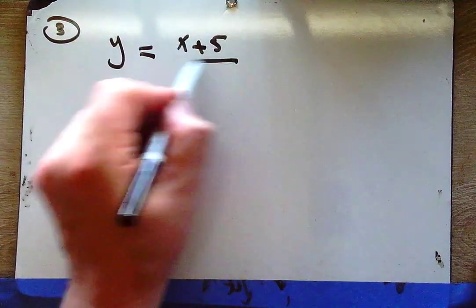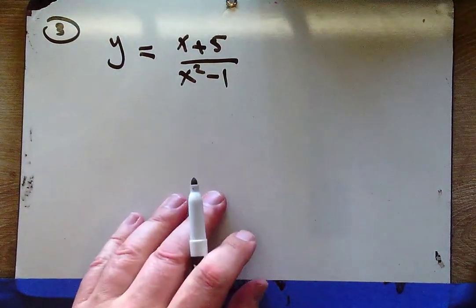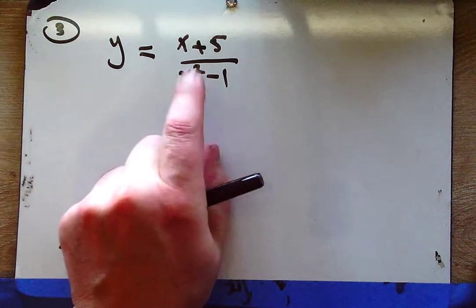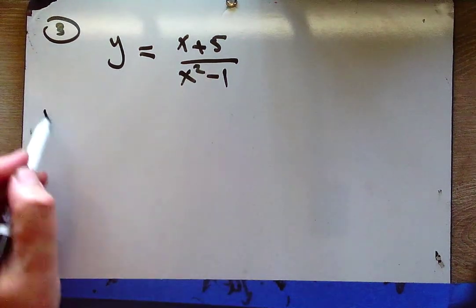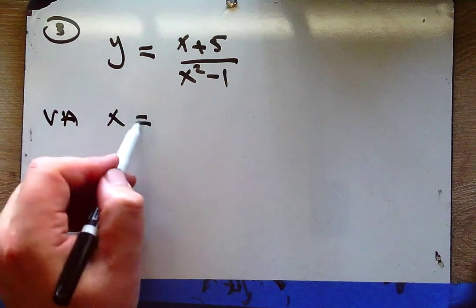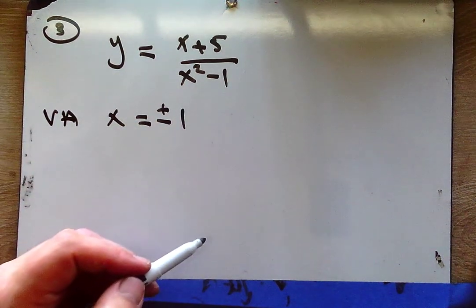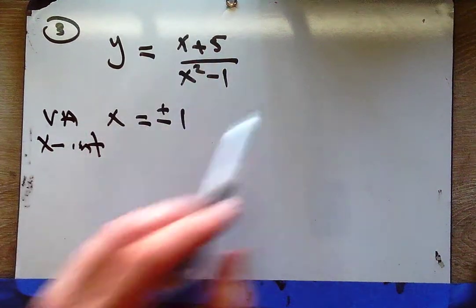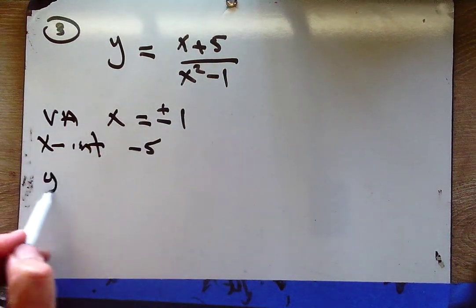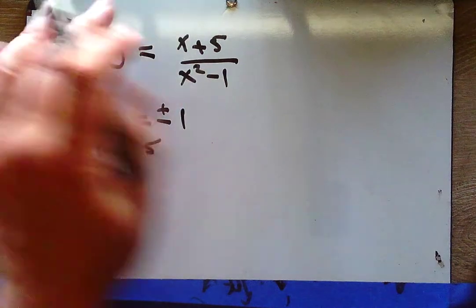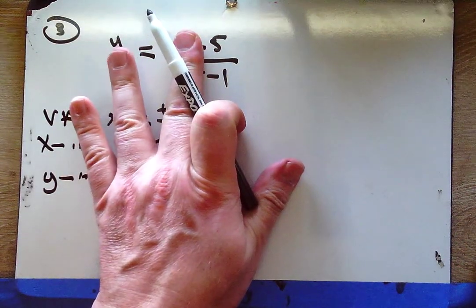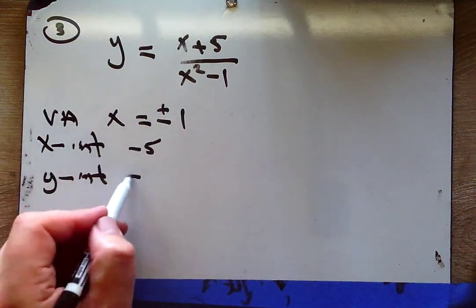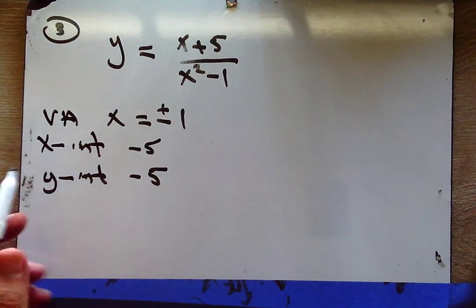Okay, number 3. How is this one different? X plus 5 over x squared minus 1. That's right, 2 vertical asymptotes. We've got vertical asymptotes at x equals plus and minus 1. My x-intercept comes from setting the top equal to 0. My y-intercept comes from putting in 0 for x, so I have 5 over -1, or also -5.